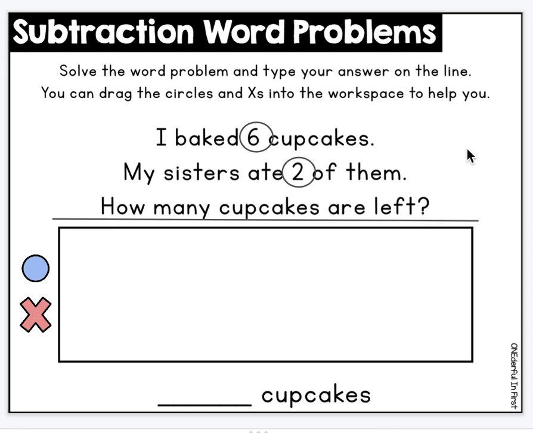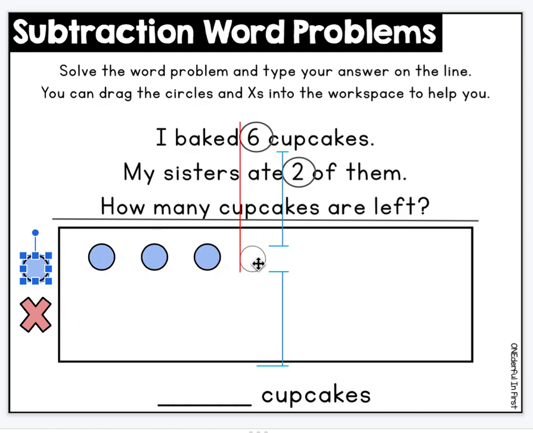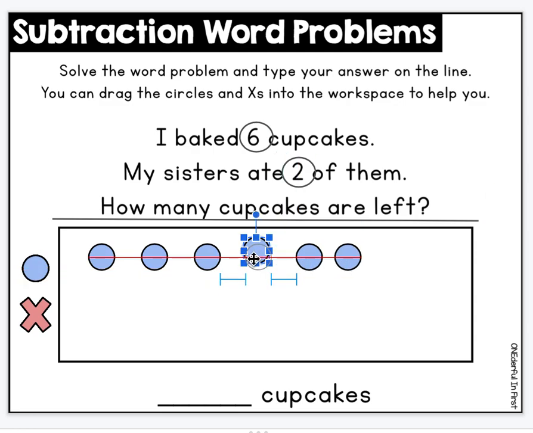Now it is time to P, develop a plan. This is where you use your strategies. Again, I am going to be using the manipulatives and draw a picture strategy. I'm going to make 6 cupcakes. 1, 2, 3, 4, 5, 6. I'm going to move this down because that was bothering me. There we go. 6 cupcakes.